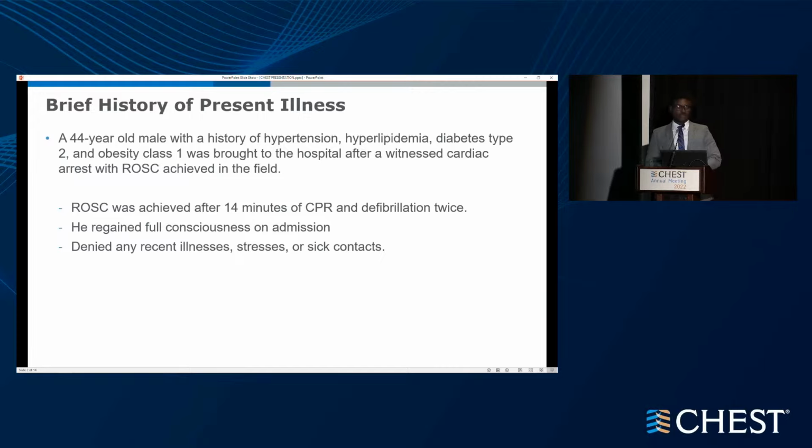So our history is a 44-year-old male, had a past medical history of type 2 diabetes, hypertension, hyperlipidemia, obesity class 1, and he was also a chronic smoker. He came to the hospital after an out-of-hospital cardiac arrest, which he achieved ROSC after 14 minutes. Also got defibrillated twice. When he got to the hospital, he was conscious, so he was able to give a brief history. He denied any recent illness, any travel history, any recent stresses at work.